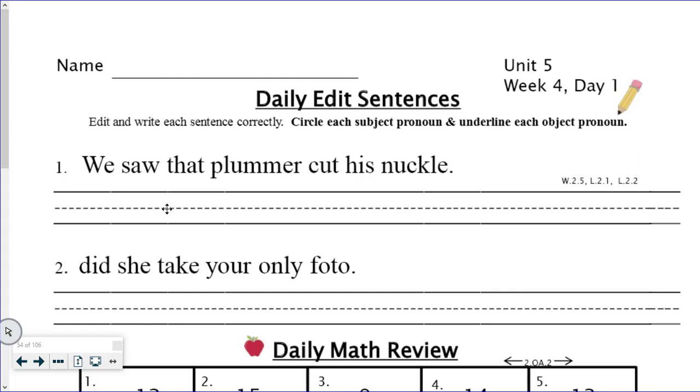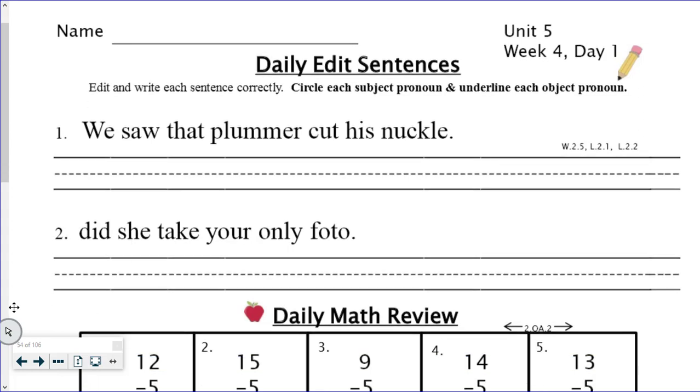So, number 1, we saw that plumber cut his knuckle. Fix it up, rewrite it nice and neat on the line. Number 2, did she take your only photo? Same thing, fix it up. Rewrite it nice and neat on the line. Pause your video. Do number 1 and number 2 before going on.